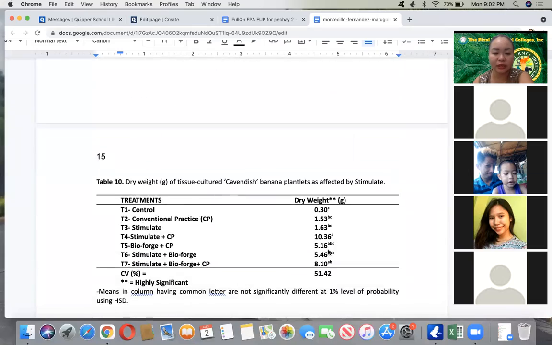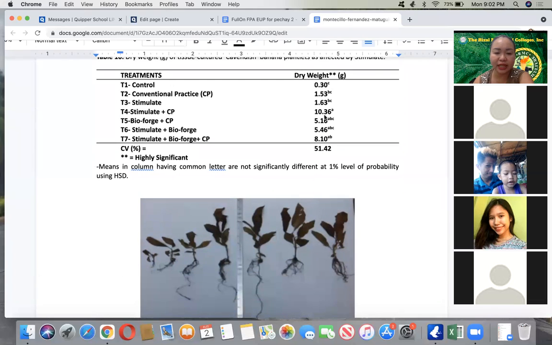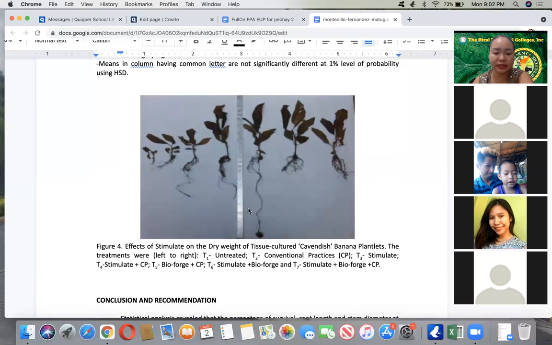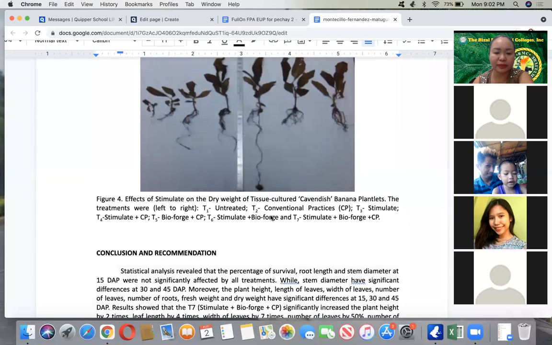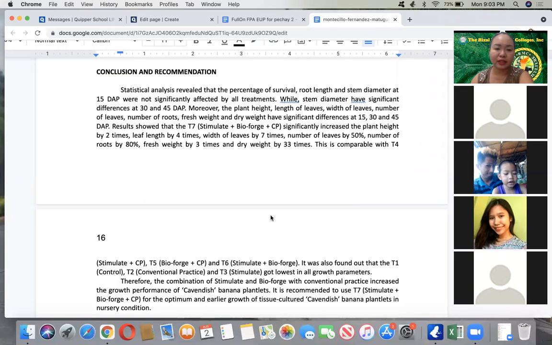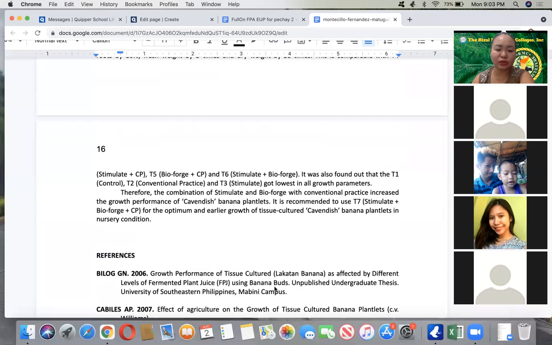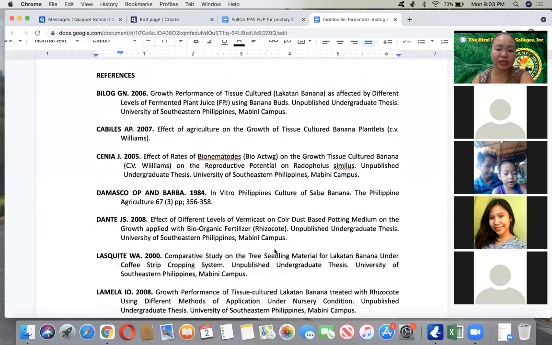And we also came up with dry weight, and you can see all are highly significant. This is a sample of how you are going to present it. As you can see, the explanations are longer in the manuscript or journal form than in the EUP report. And you also have here the conclusion and recommendation. So what is the summary of all the results and what does it mean? That is the conclusion, and these are the references.